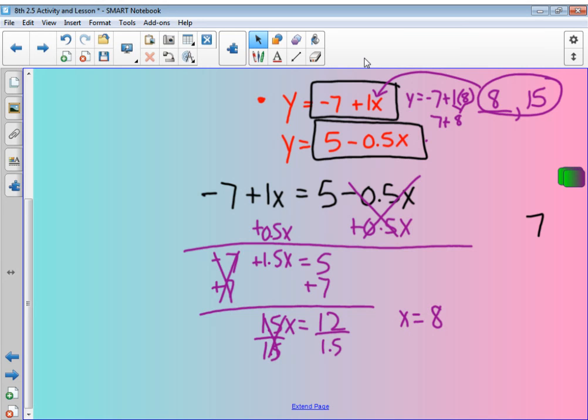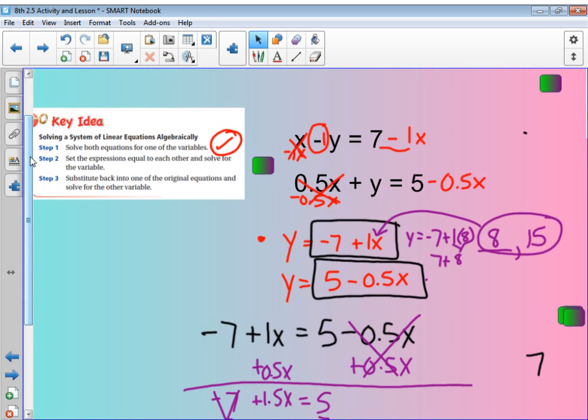Okay, so that's it for this lesson. Once again, let's review those steps. Your first step is to solve both equations for one of the variables. I highly recommend doing y equals, but if you wanted to do the x equals, you could. Your second step is to make sure that you write out the expression so that the back half of each of your equations is equal to each other.